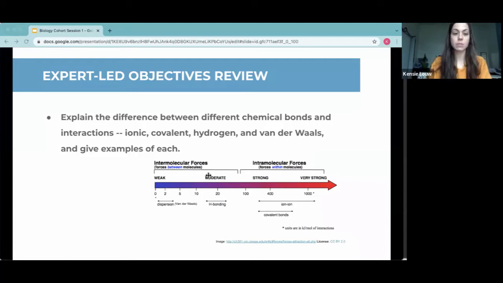So this is explain the difference between different chemical bonds and interactions: ionic, covalent, hydrogen, and van der Waals, and give examples of each. So we're going to talk about 4 different kinds of chemical bonds and interactions, from strongest to weakest. But first, let's back up and talk about different properties of atoms.